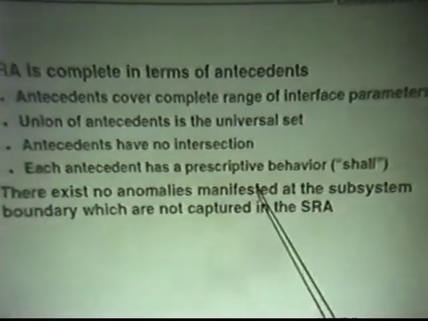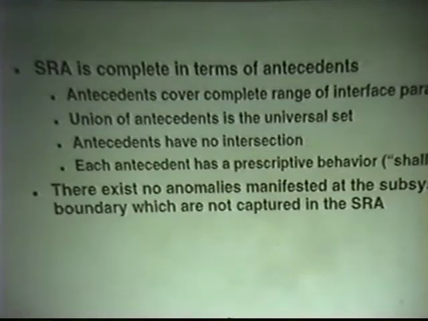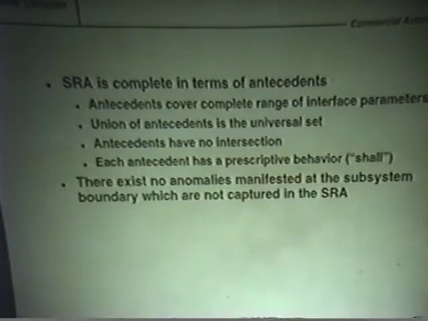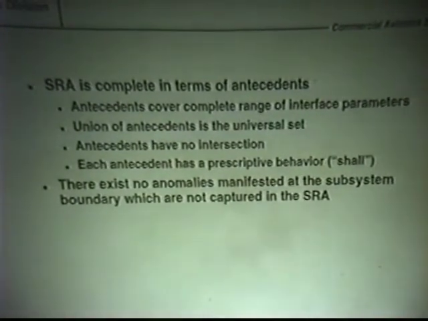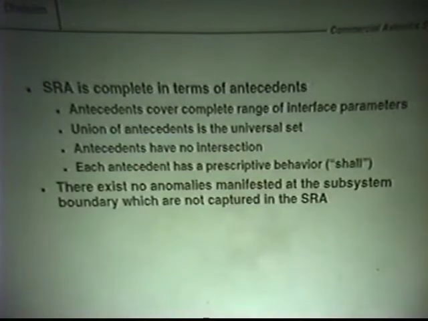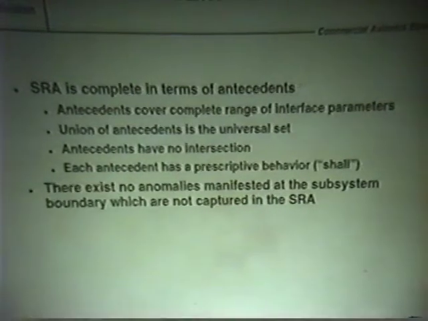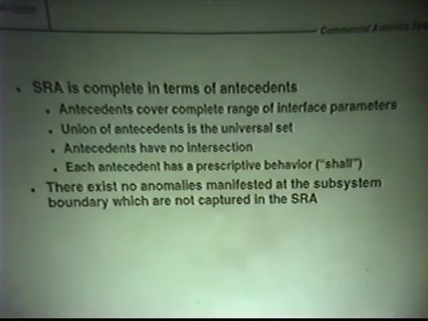Therefore, there exist no anomalies manifested at the subsystem boundary which are not captured in the SRA. And you can say, gee, under all conditions, I know what the system is going to do. And I'll caveat that a little bit with, because of tolerancing, it'll either do this or it'll do this. And I could run an analysis to say, based on my analysis of the design and the distribution of inputs, 90% of the time it'll do this and 10% of the time it'll do this. But that's the next area I want to work on, is that distribution idea.